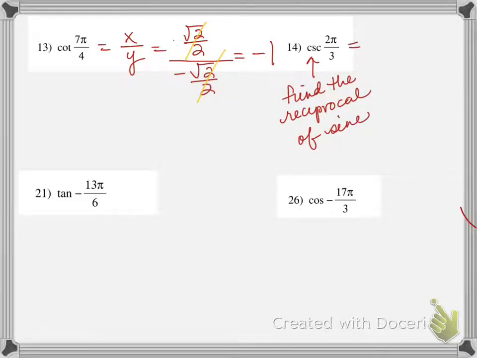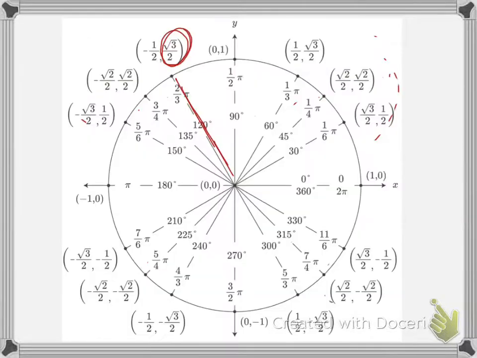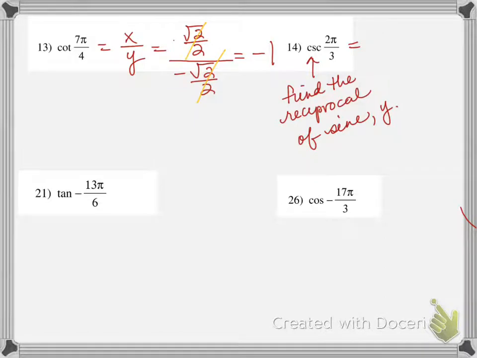So what was the y value in this problem? Well, the y value for 2 pi over 3, we said was square root of 3 over 2. So we're going to have to flip it and make it 2 over square root of 3. But if you rationalize, then you need to multiply top and bottom by square root of 3 to get rid of that radical in the denominator. So our answer will be 2 square root of 3 over 3.